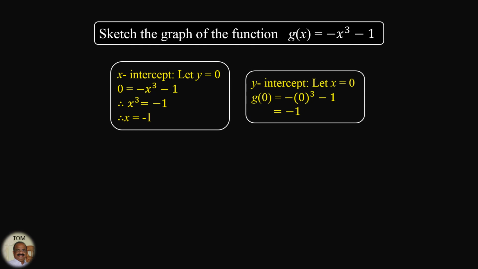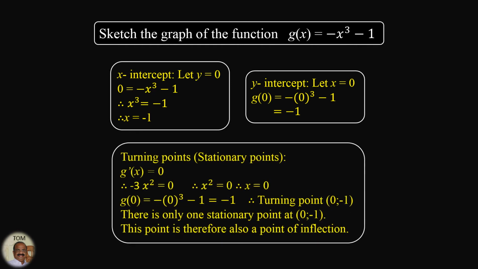For the y-intercept, x equal to 0. We get minus 1. So y equal to minus 1. Now, look at that. Turning points, or another name is stationary points.